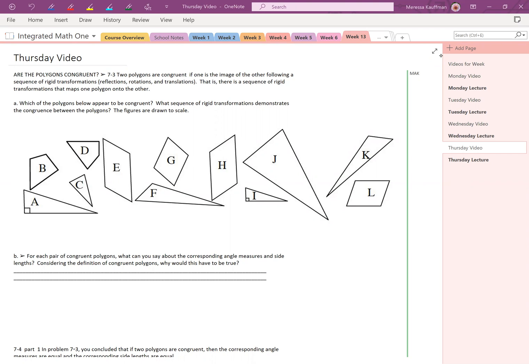So in the last video we talked about angles and different angles that we could see were congruent using parallel lines and a transversal that cut through them. But what if we had two polygons and we wanted to see if the two were congruent? One of the ways we can think about that is through a sequence of transformations. And if you remember transformations, we had reflections, rotations, and translations.